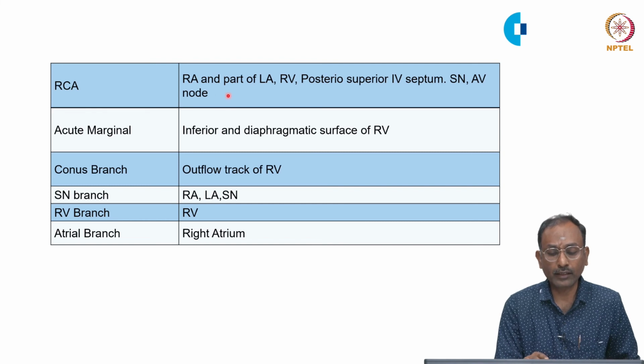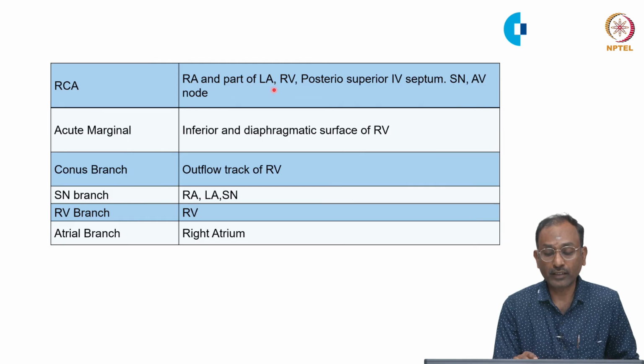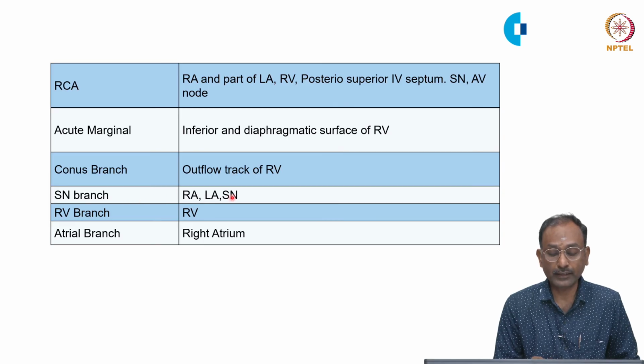Coming to the right coronary artery, it is responsible for the blood supply of the right atrium and part of the left atrium, most of the right ventricle, the posterior superior interventricular septum, the sinus node and the AV node. The branches of RCA include the acute marginal branch, which supplies the inferior and diaphragmatic surface of the RV; the conus branch, which is responsible for supplying the outflow tract of the RV; the sinus node branch, which supplies the sinus node, also the right atrium and left atrium; the RV branch, which supplies the RV; and the atrial branch, which supplies the right atrium.